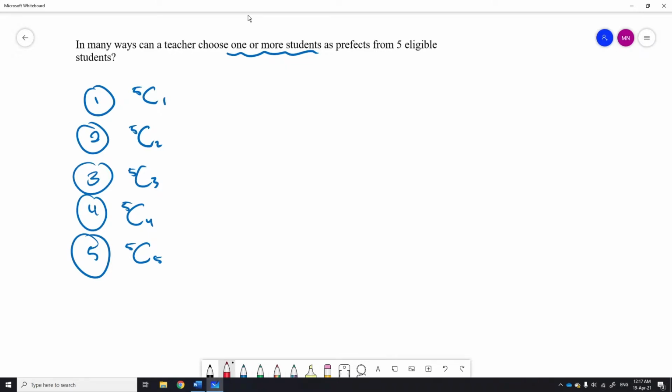So we total this up, so that will be 5 plus 10 plus 10 plus 5 plus 1. So we total that up, we have 31 ways to form the prefects from 5 students.